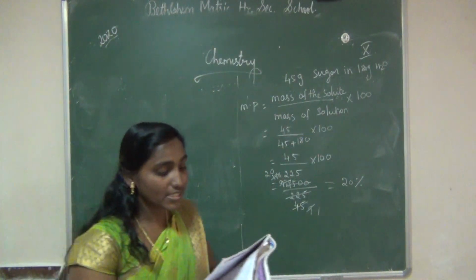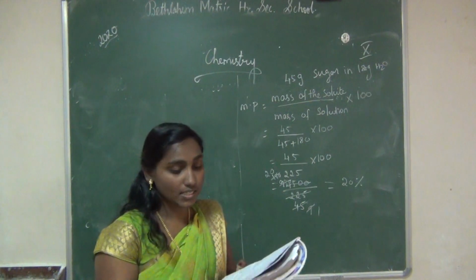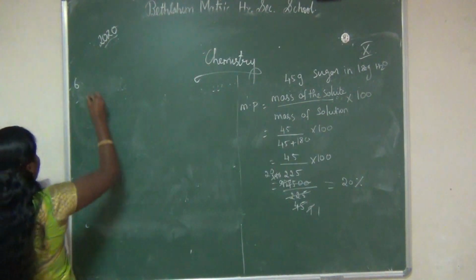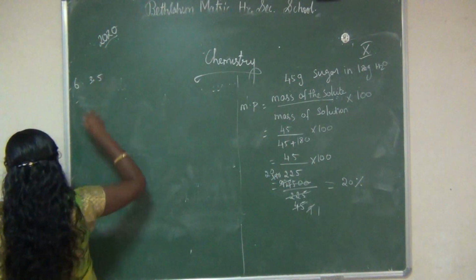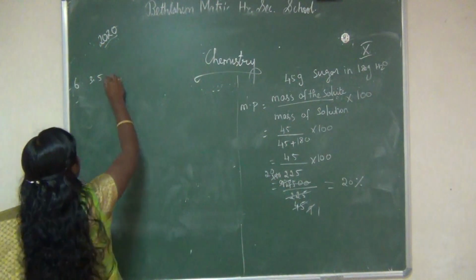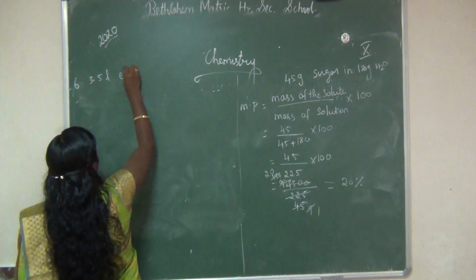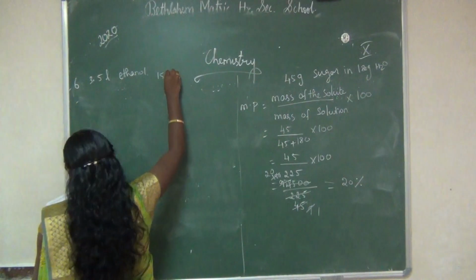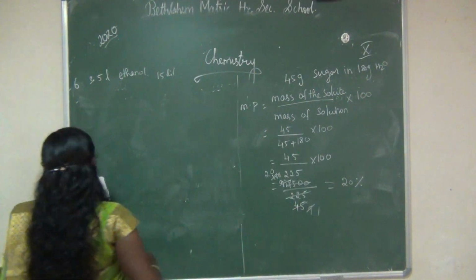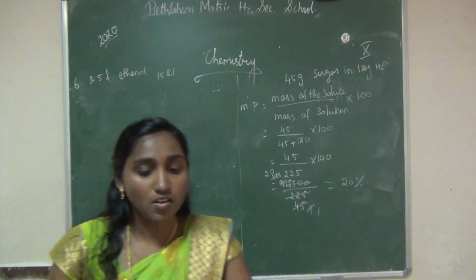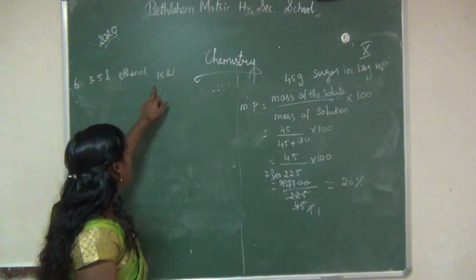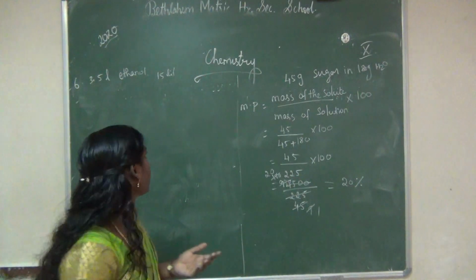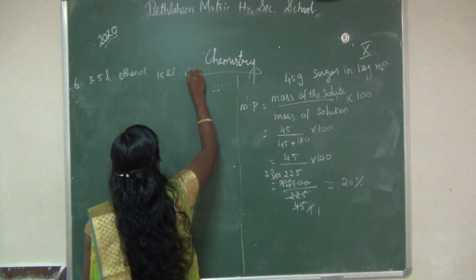The next question, the 6th one. Roman letter 6. 3.5 liters of ethanol is present in a 15 liter aqueous solution of ethanol. Calculate the volume percentage.